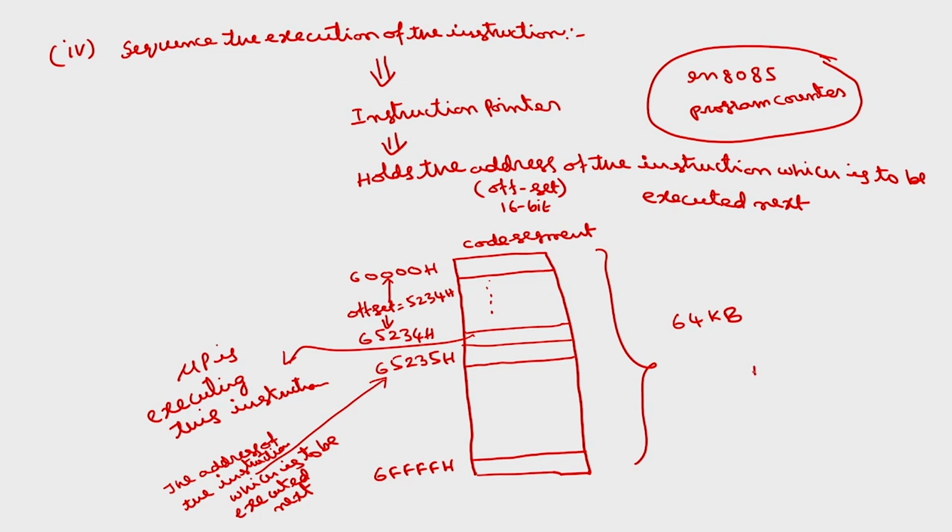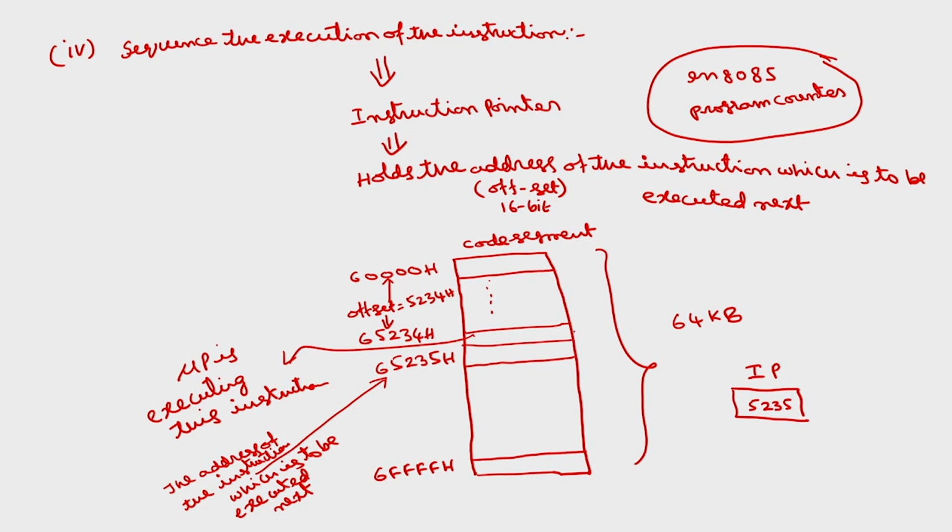Then the instruction pointer points to that offset address, 5235. So, the instruction pointer always holds the offset address of the instruction which is to be executed next. If the microprocessor is executing this instruction, assuming it is a single byte instruction, the next address will be this address plus 1, which is 65235H. So, the offset from 60000H is 5235. That 16-bit offset address will be pointed to by the instruction pointer. In that way, we can sequence the execution of the instructions.